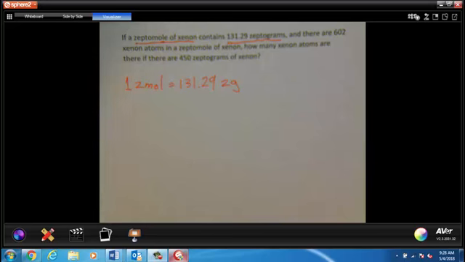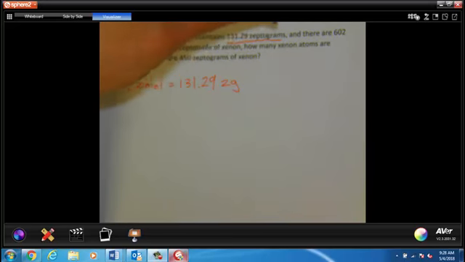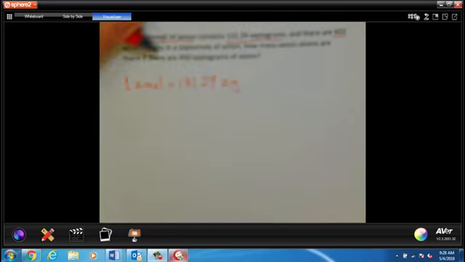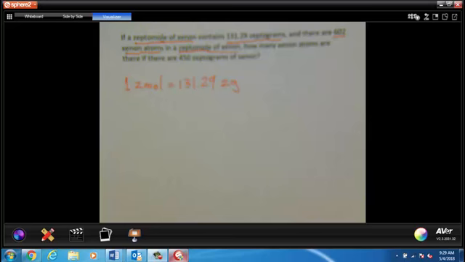So let's keep reading. The next part is if there are 602 xenon atoms in a zeptomole of xenon. So we're talking about the same information here that we were on the previous part.